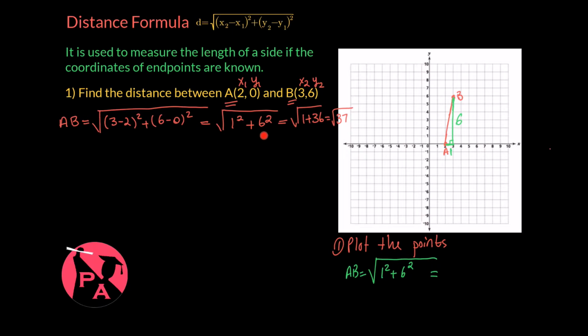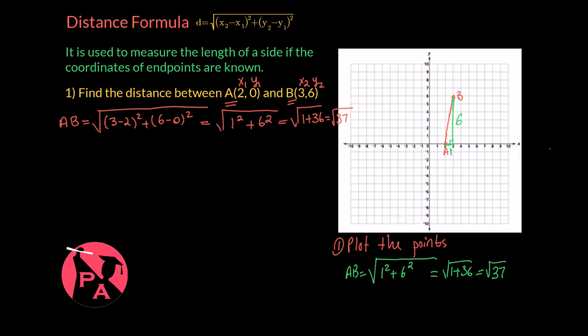Aren't they the same thing? 1 squared plus 6 squared was there. And then right here, we have the same numbers. So their values are going to be the same anyway. If we square 1, we get 1. If we square 6, we get 36. Add them together, we get radical 37.